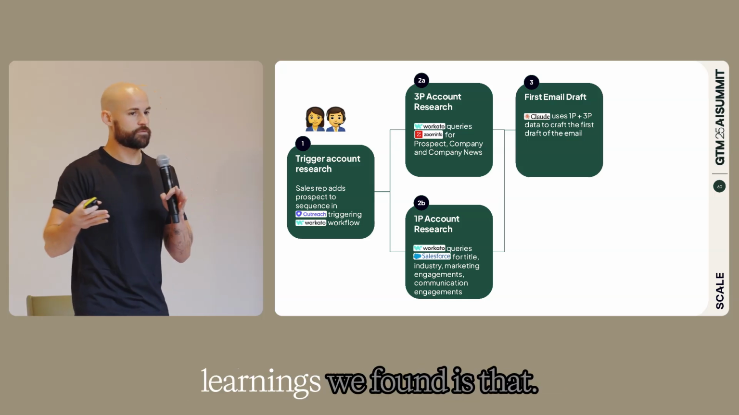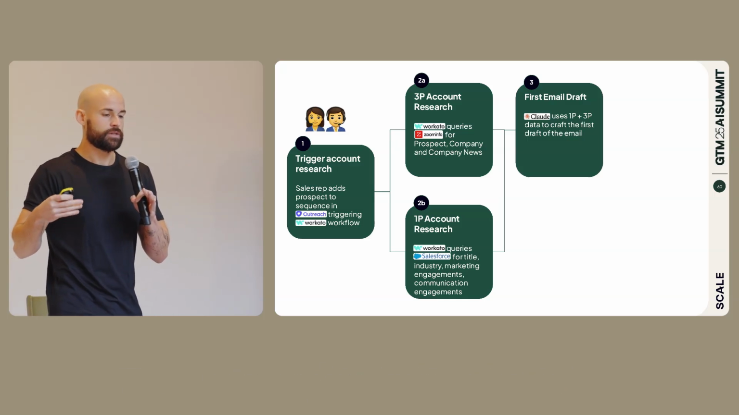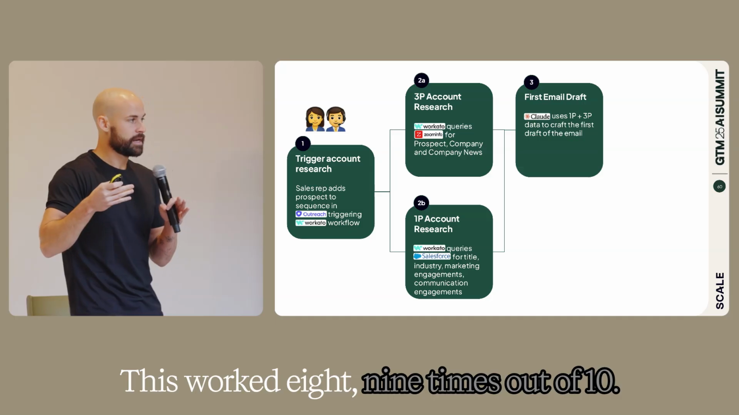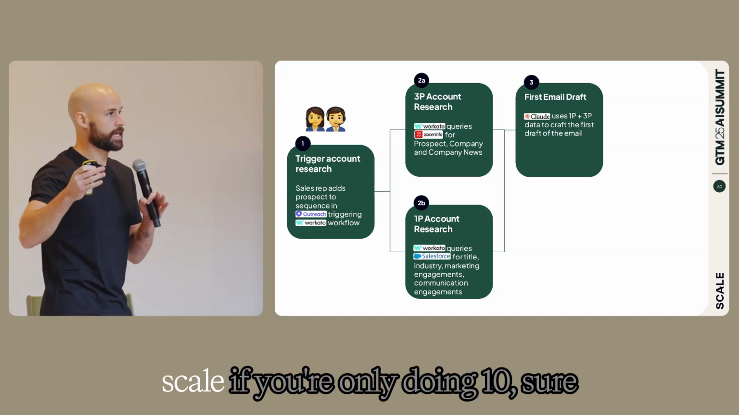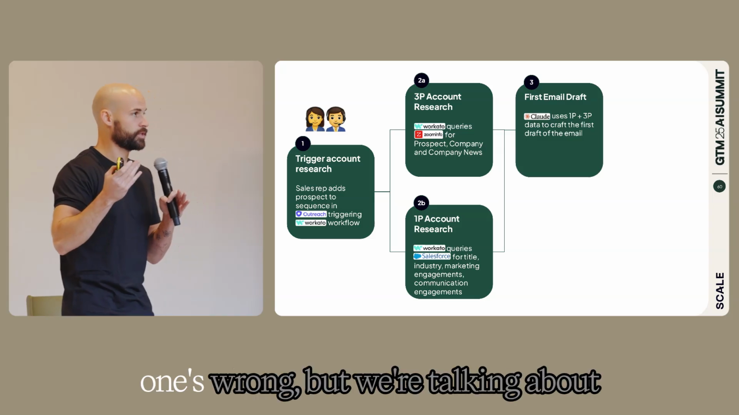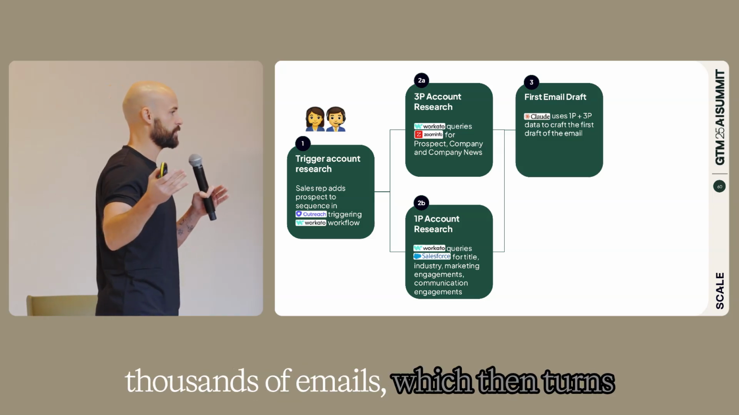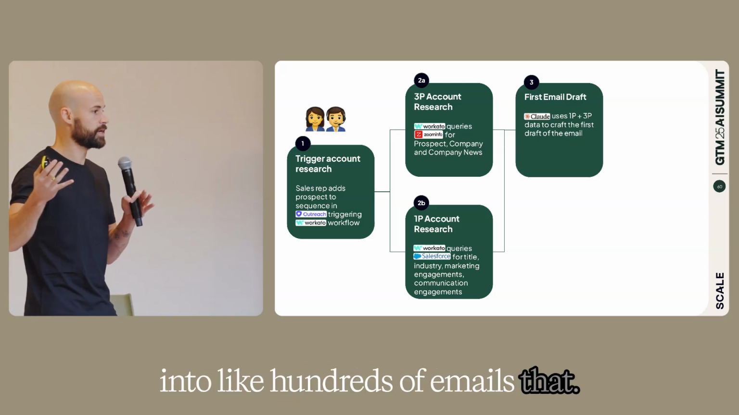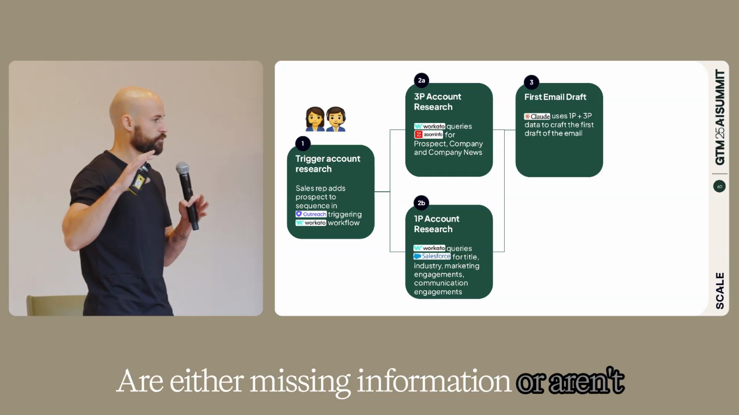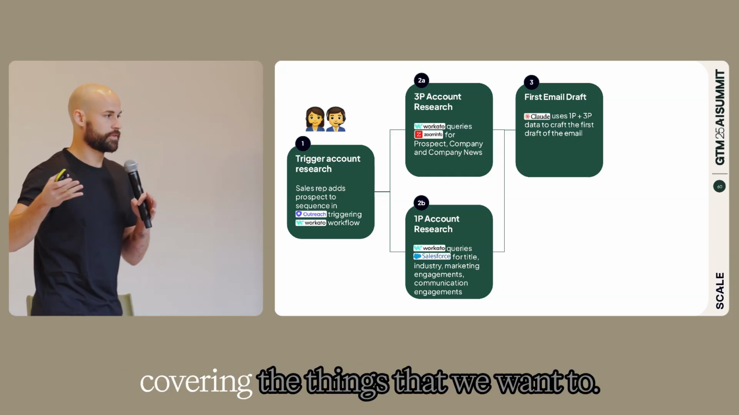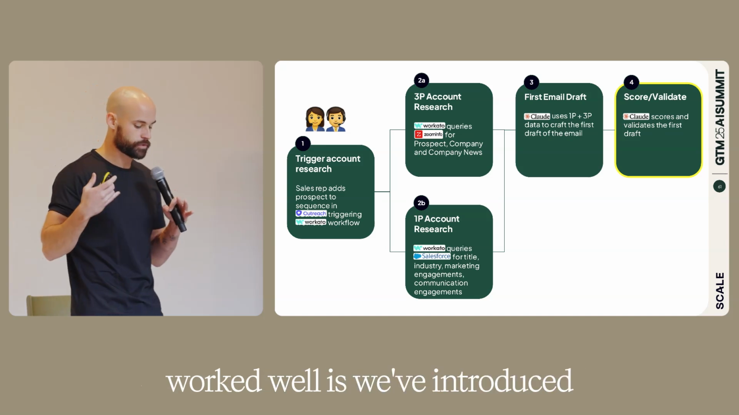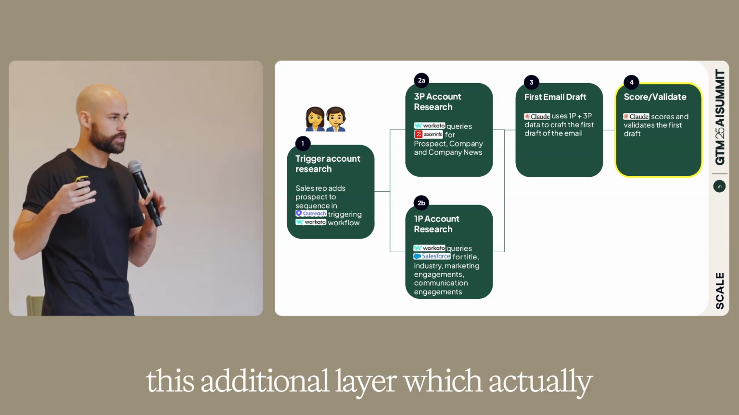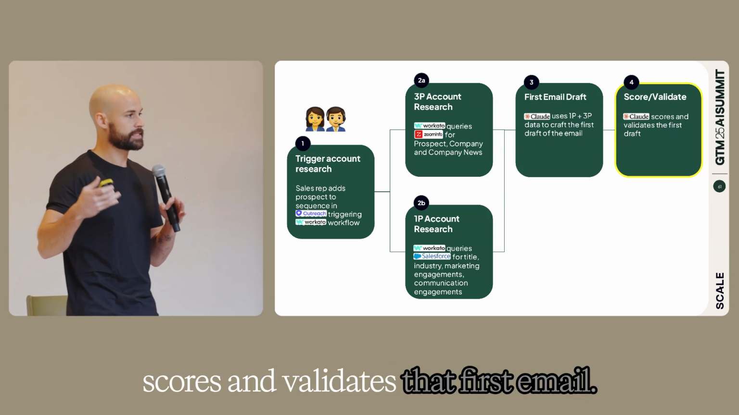And one of the biggest learnings we found is that this worked 8, 9 times out of 10. But as you're thinking about scale, if you're only doing 10, sure, one's wrong, but we're talking about thousands of emails, which then turns into hundreds of emails that are either missing information or aren't covering the things that we want to. So what differentiates us and what's worked well is we've introduced this additional layer, which scores and validates that first email.